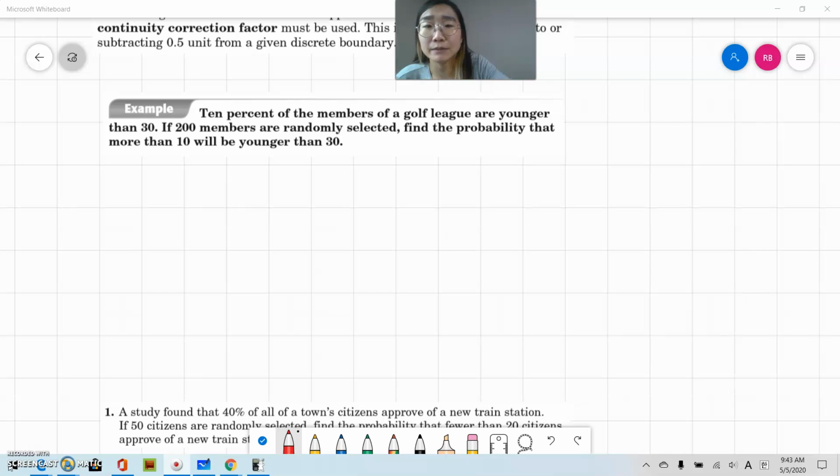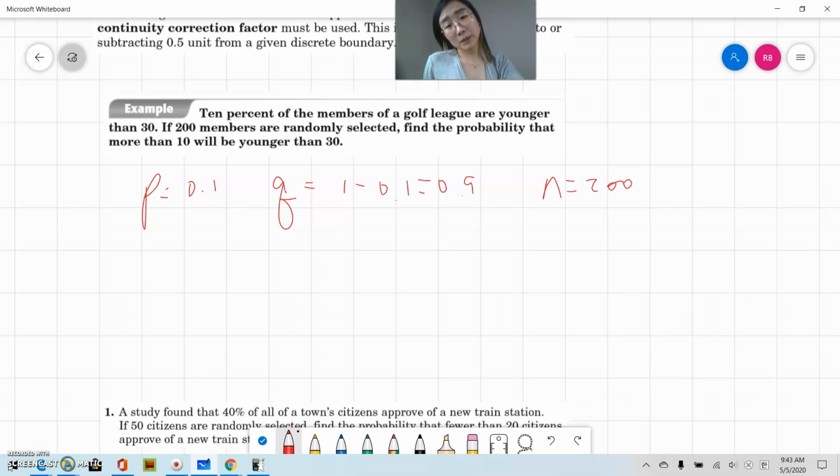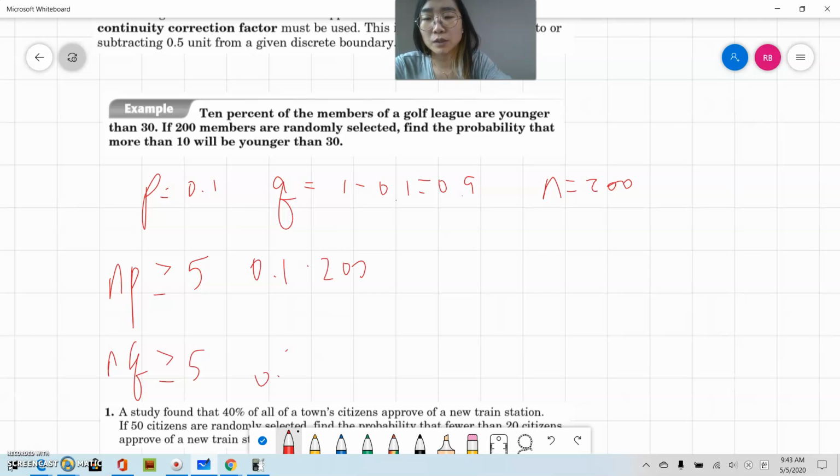10% of the members of a golf league are younger than 30. So I guess my probability of success is 0.1. So then the probability of failure is 1 minus 0.1, which is 0.9. And it said 200 people were randomly selected, so my n is 200, and it's asking for the probability that more than 10 will be younger than 30. So we first need to make sure that np and nq are greater than 5. So 0.1 times 200 and 0.9 times 200. Well, since this is greater than 5, and 200 minus this would also be greater than 5, then we can assume normal.